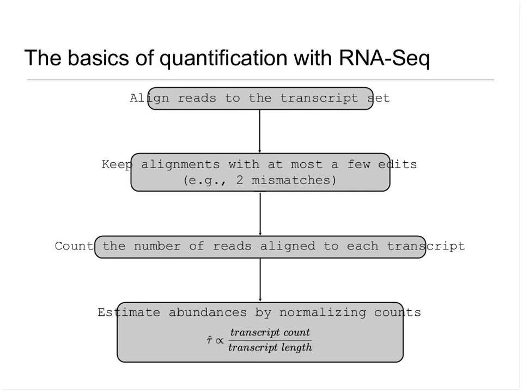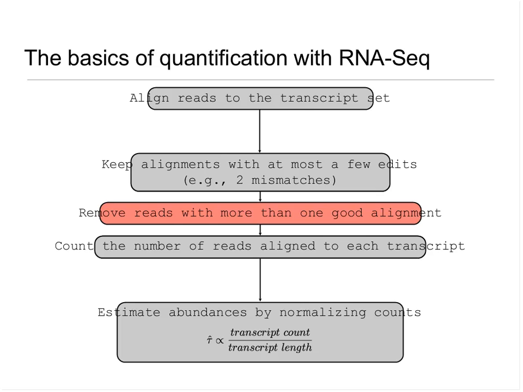So that looks fairly straightforward. But there's one step here that I want to emphasize, and that's often glossed over, which is that people often will remove all of the reads that have more than one good alignment in this step. So if a read maps to multiple transcripts equally well, then those will just be thrown away because they tend to complicate the analyses.